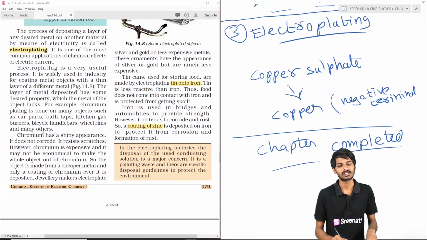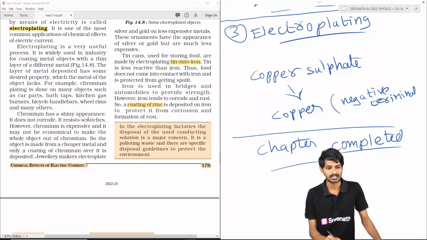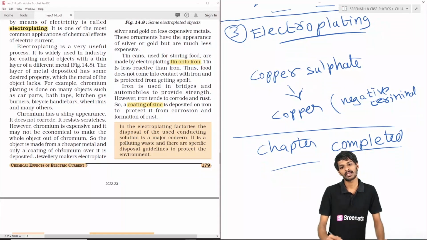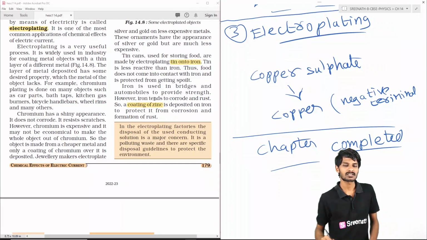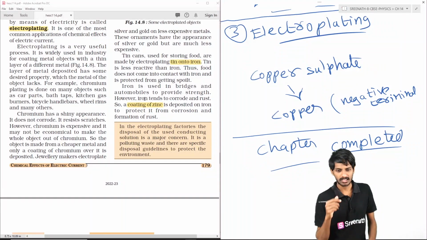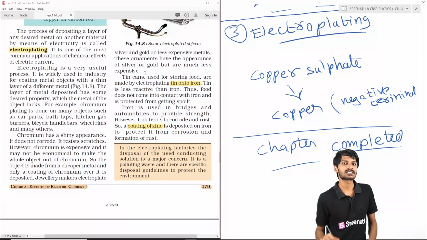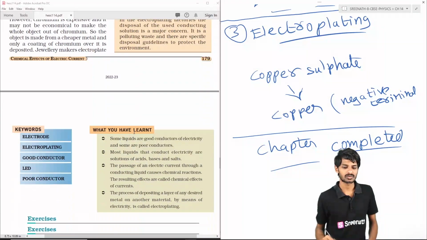Chromium, we will see chromium, students. It has a very shiny appearance, students. It is not corrosive, and if you want to make all the metals out of chromium, it is high cost. That's why we give the chromium coating. And the bridges made with iron, students, are given a zinc coating. And the tin cans are given a tin coating on iron. And some ornaments are given gold and silver coatings, students, like that.